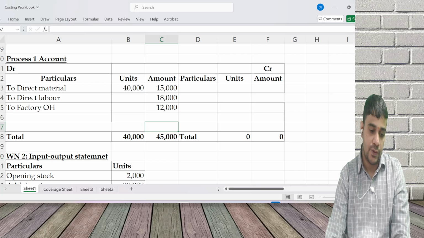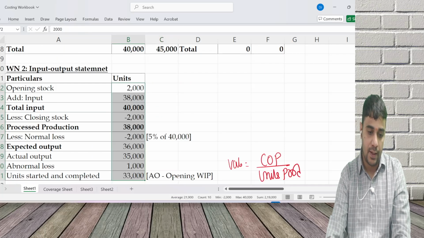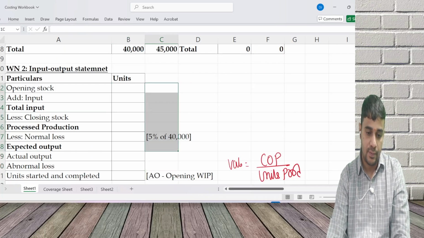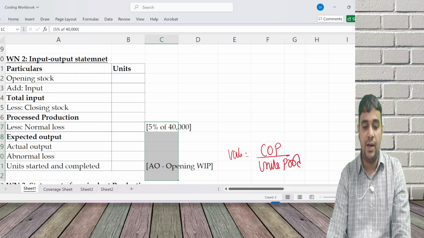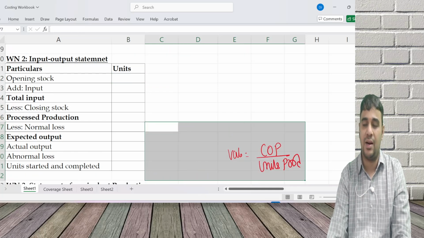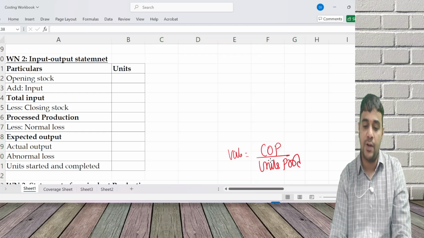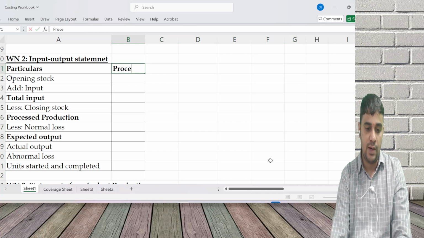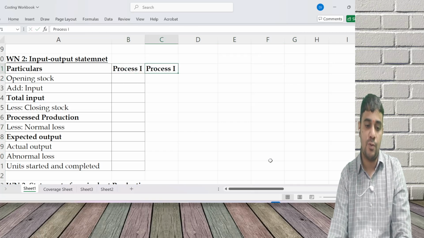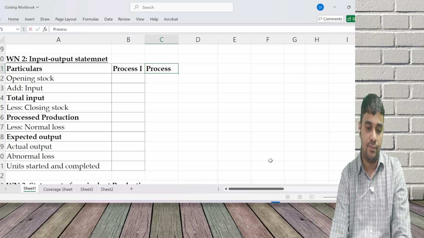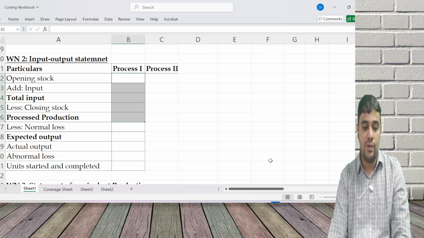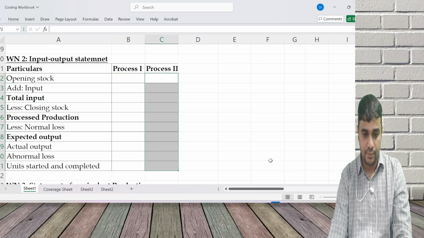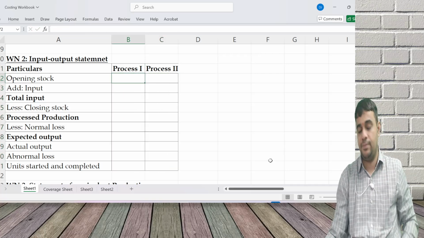Do the input output statement now, particulars, units. I can do this statement alone if I want. I can club it, but I'm not clubbing as of now. We could have clubbed process one and process two here, or you write it like this: particulars process one and process two. Process two we will see later. Just close process one.